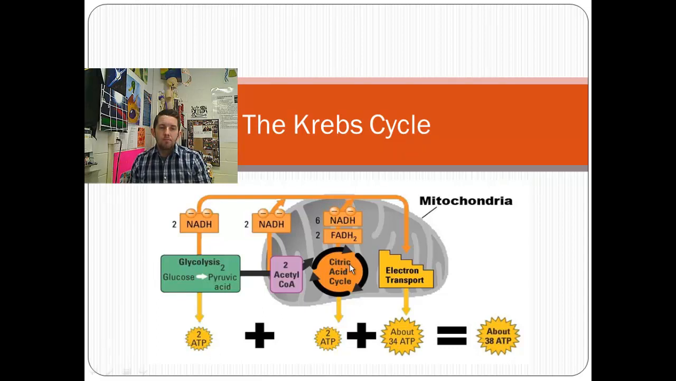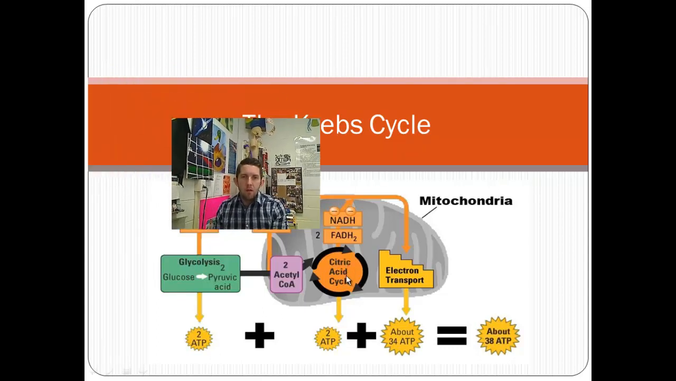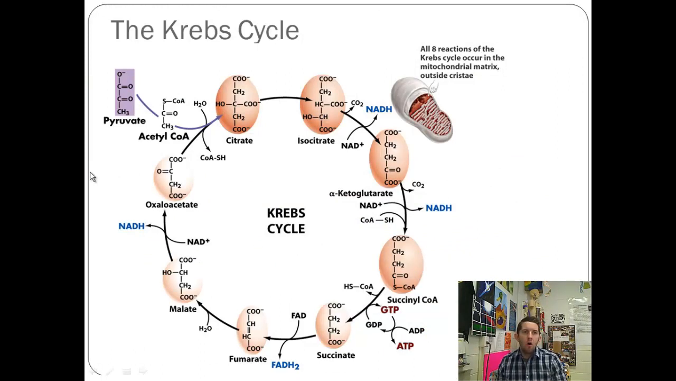Okay, so here we go. Let's look at the cycle itself. Recall that we're starting with acetyl-CoA. We're starting with 2 acetyl-CoA molecules, each of them 2 carbon molecules, and they're going to enter into the cycle up here in the upper left and react with oxaloacetate.